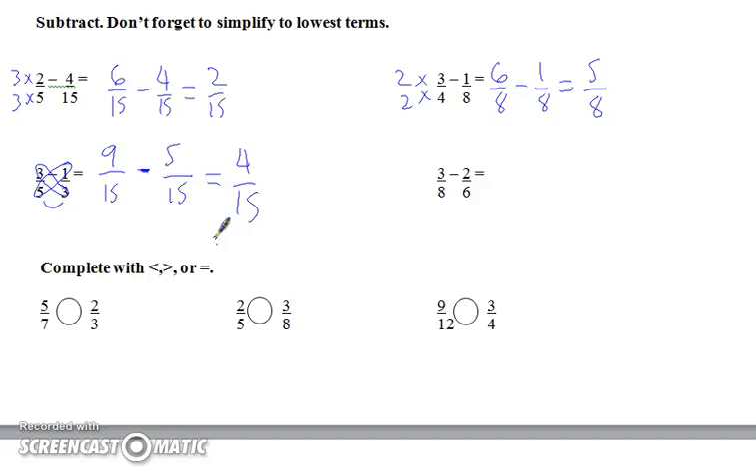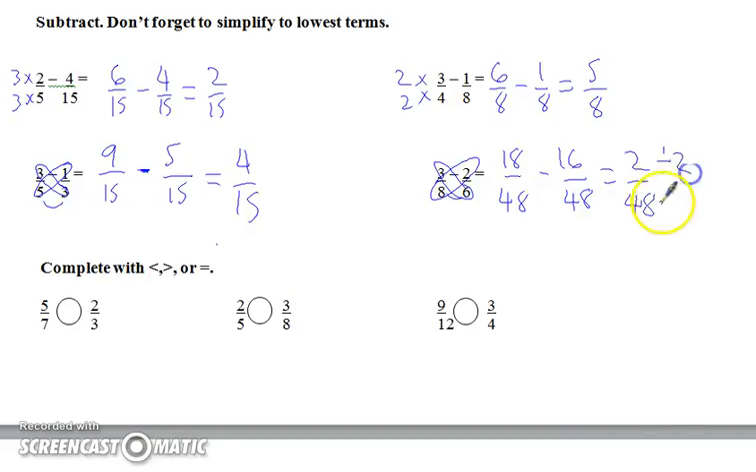6 times something equals 8 does not happen. Cross multiply. We end up with both of them as 48. 3 times 6 is 18. 8 times 2 is 16. 18 minus 16 is 2. 2 48ths. They're both even, so I can divide them both by 2. And that's going to get me to 1/24. Why I have to simplify this one is because back here when I cross multiplied, 8 times 6 is 48, there was a lower common multiple that would have been 24. But it was okay. Simplifying it worked just as well.